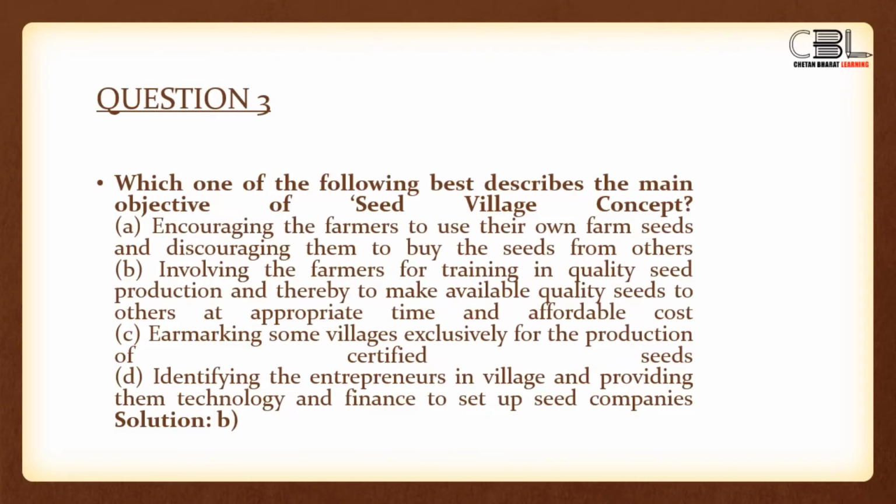A guess master will tell you that if there is a very long line, that option is correct. But please do not follow that, because in subsequent years there have been statements like that and those were not the correct answers. Okay. See, earmarking some villages exclusively for the production of certified seeds. And the last option is identifying the entrepreneurs in the village and providing them technology and finance to set up seed companies. So the correct answer is B, that is involving the farmers in training in quality seed production and thereby to make available quality seeds to others at appropriate time and affordable cost.